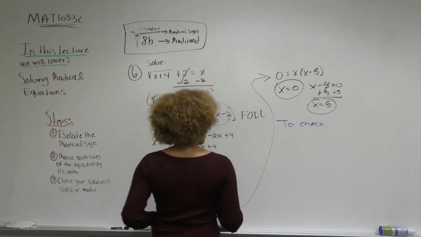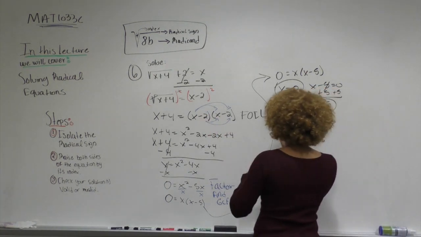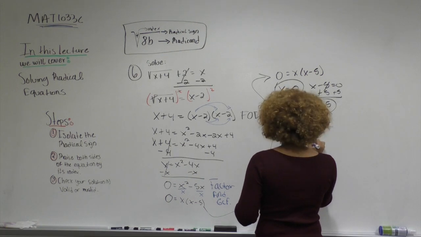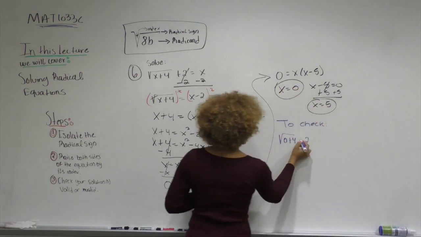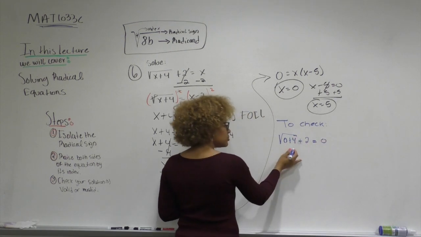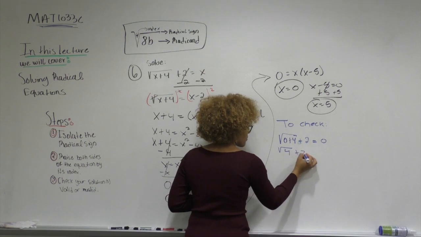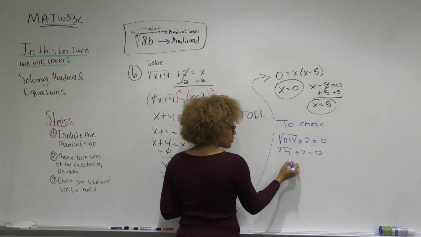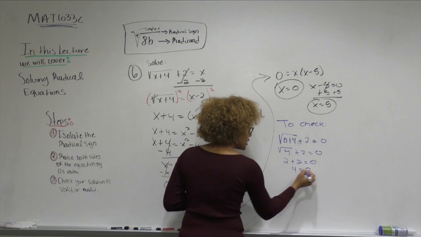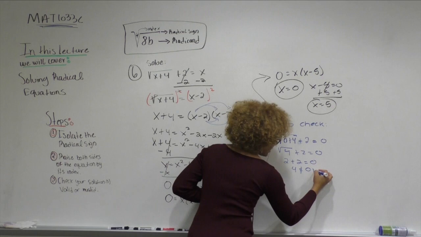Okay. So I'm going to substitute one value at a time. So I'm going to start with the 0. So I have 0 plus 4 plus 2 equals 0. 0 plus 4 is 4. Square root of 4 is 2. We add that. Is 4 equals 0? No. So this is invalid.